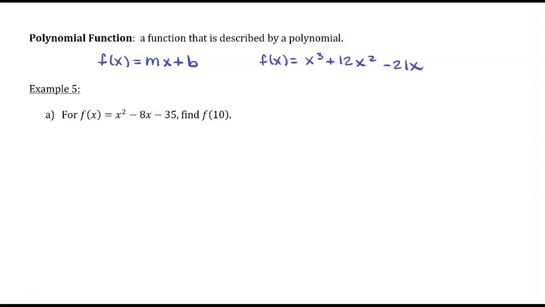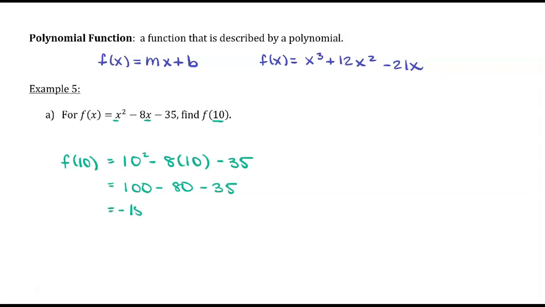Here we have the function f of x equal to x squared minus 8x minus 35. We need to find f of 10. To find f of 10, we need to substitute a 10 everywhere in the function where there's an x. So this gives us 10 squared minus 8 times 10 minus 35. Simplifying, we have 10 squared, or 100, minus 8 times 10, which is minus 80, minus 35. And combining these, we get a total of -15. So f of 10 is -15.